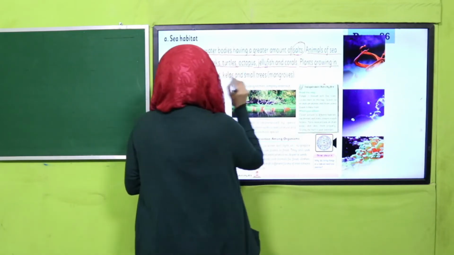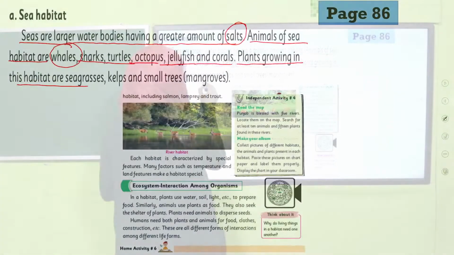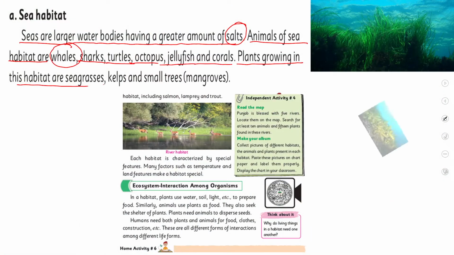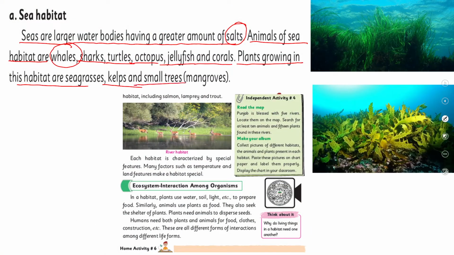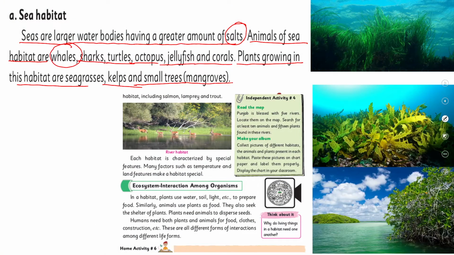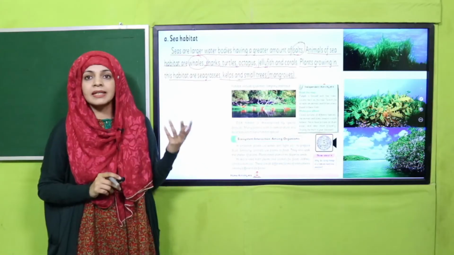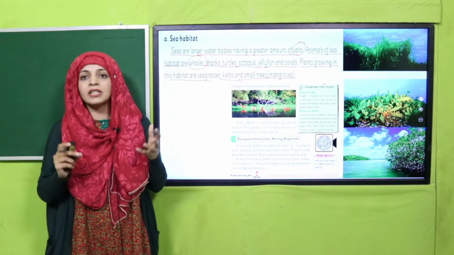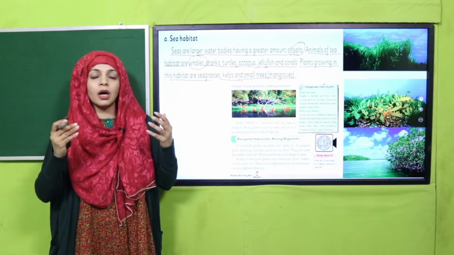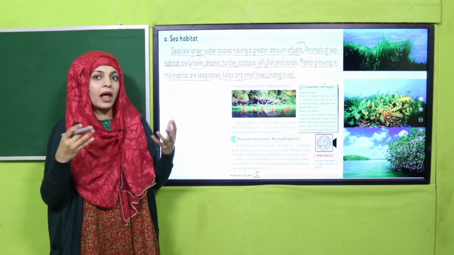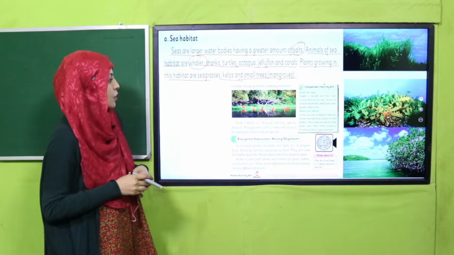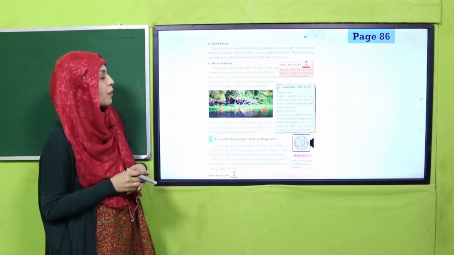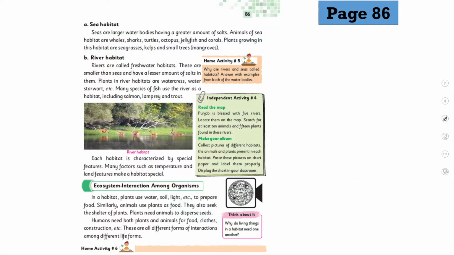Plants growing in this habitat are seagrass, kelps, and small trees, mangroves. So these are some plants that you can find in sea habitat like seagrass, kelps, and mangroves. These are trees with their roots inside the water and the tree outside. So my dear students, now we will move forward towards river habitat.